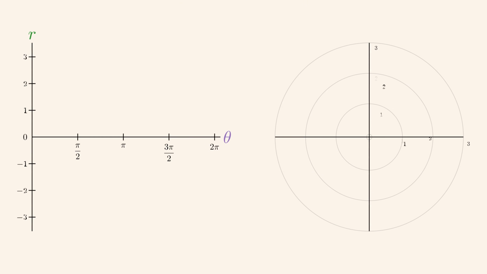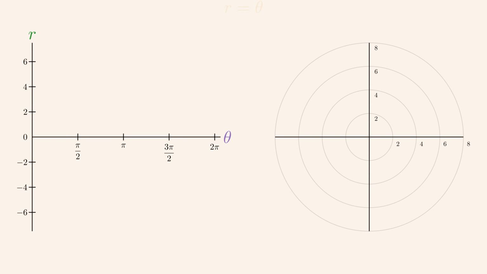Now let's move on to a harder equation, r equals theta. This creates a slanted Cartesian line. We start at the origin of the Cartesian plane, which also happens to be the origin of the polar plane. We move to an angle of pi by 2, and here r is equal to 1.57. So we draw a vector on the polar plane with an angle of pi by 2 and a length of 1.57. At the tip of this vector, we plot the point.